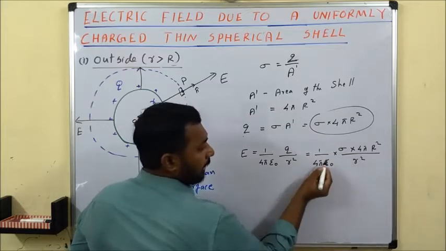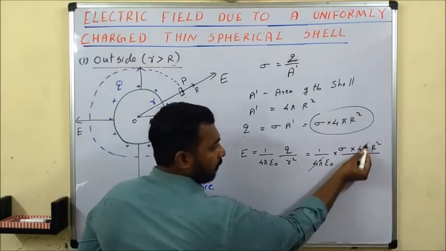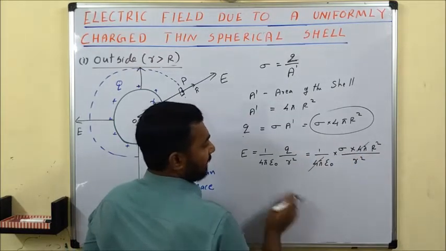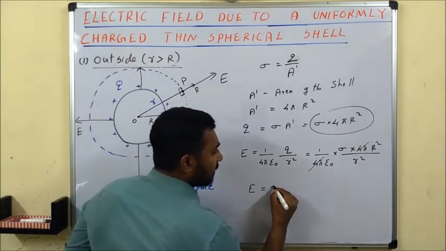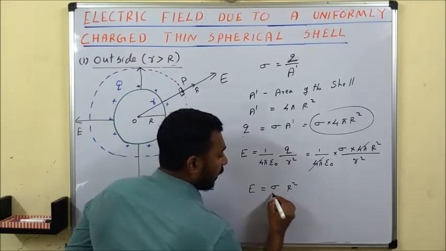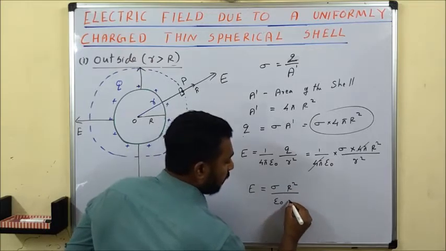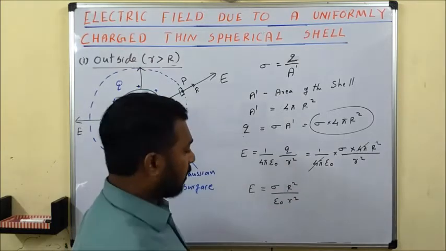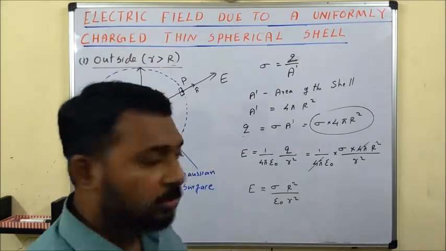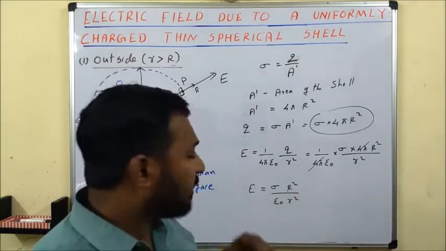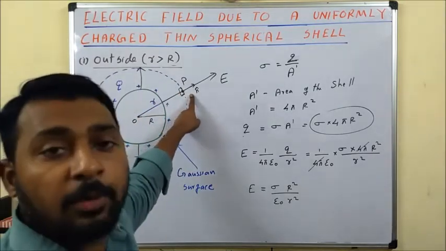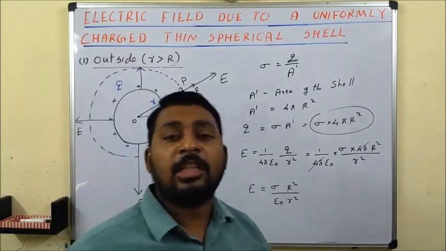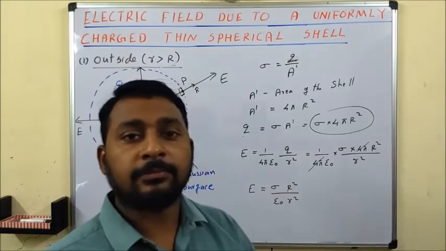Now look at this, 4 pi can be cancelled, and finally you will get E is equal to sigma capital R square divided by epsilon naught small r square. So this also gives us the equation of the electric field at a point outside the charged shell.